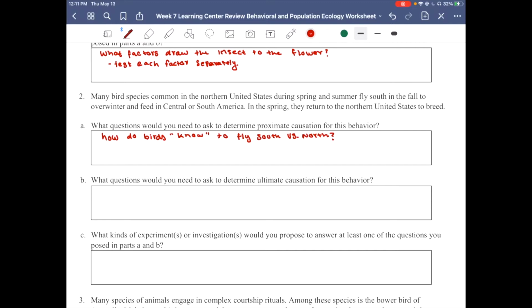I have a comment that says, can one be what drives the birds to fly north? Yeah, I think that would definitely be proximate. But if you were to word that question a little differently, if you said, why do the birds fly north? And why do they have that behavior? Then that would be your ultimate cause. So yeah, what drives the birds to fly north would be proximate. So let me write what drives.